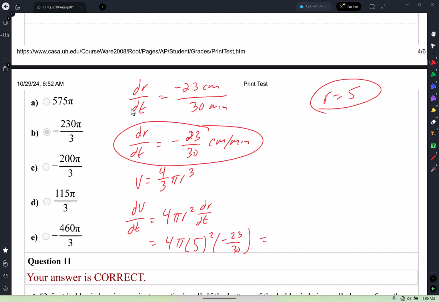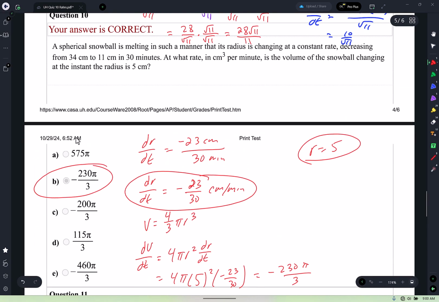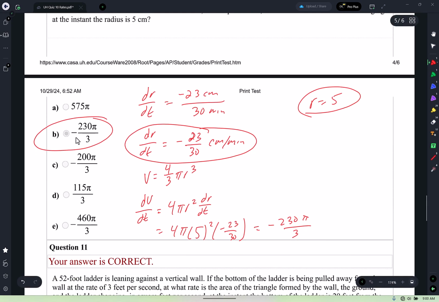I'm just going to put it in the calculator. 25 times 4 is 100. Oh, never mind. It's easy to do. Negative 230 pi over 3. And that one, does this person get it correct? Yep. It was only easy because of the 100. You can move zeros around. If not, just put it in the calculator.